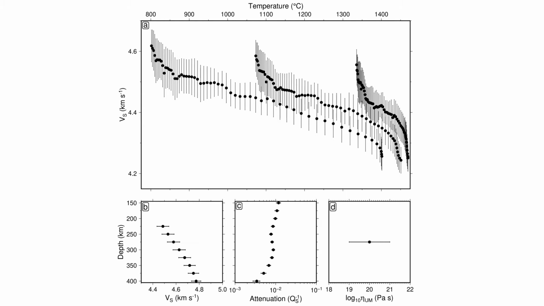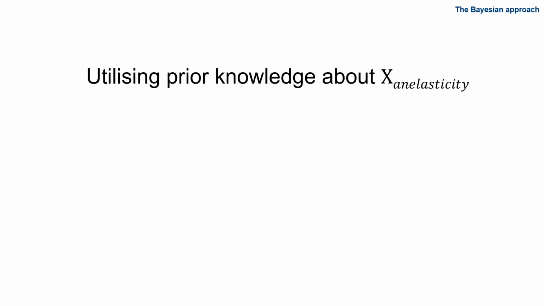Attenuation measurements taken from the radial attenuation model of Dalton et al. from 2008 are shown in panel C. These will be compared to attenuation inferred from VS. A bulk shear viscosity constraint shown in panel D will be compared to the depth average viscosity inferred from the VS.